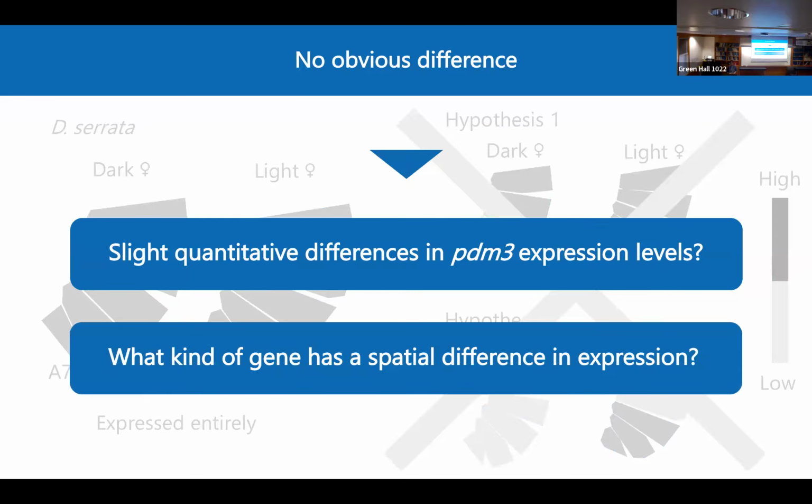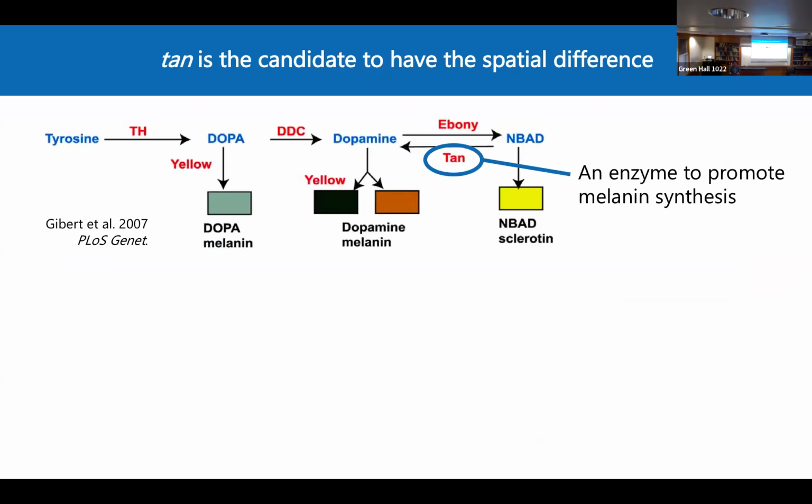And so there should be another question. What kind of gene has a spatial difference in the expression? I have a candidate for question 2. A gene called tan is the candidate to have the spatial difference. Tan is an enzyme involved in melanin synthesis, and it converts a compound named NBAD to dopamine. Dopamine is the precursor of melanin. So it means that tan increases the precursor of melanin to promote melanin synthesis.